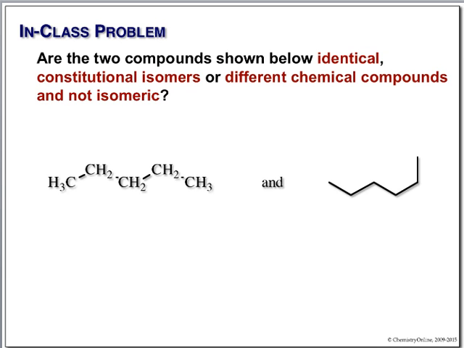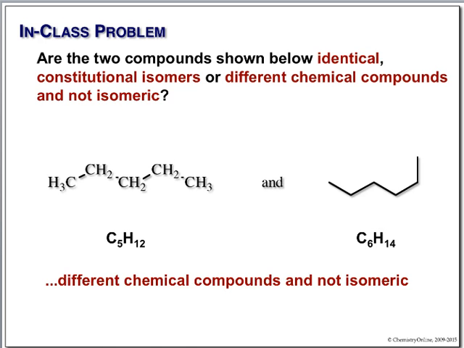All right, so look at these. Are these identical? That is the same compound. Are they constitutional isomers? Are they different and not isomeric? What I would do here is I would look and say, well, what is this? This is 1, 2, 3, 4, 5 carbons and 12 hydrogens. What's this guy? 1, 2, 3, 4, 5, 6 carbons in a chain and 14 hydrogens. These are different chemical compounds, aren't they? They have different molecular formulas.